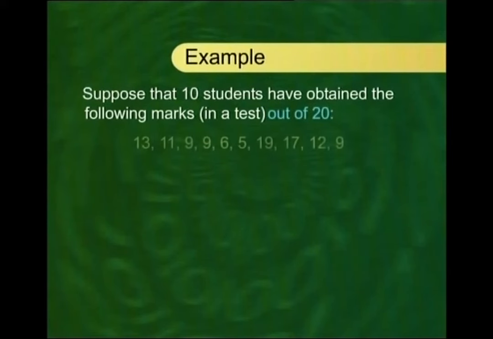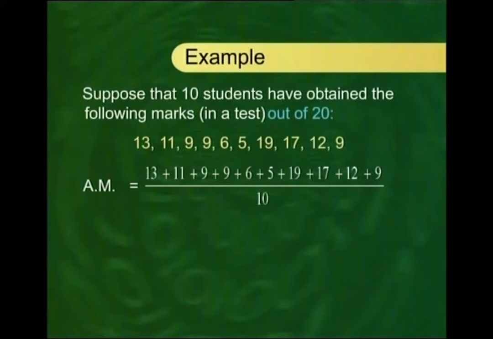Suppose that there are 10 students in a particular class and suppose that they obtain the following marks in a test out of 20. 13, 11, 9, 9, 6, 5, 19, 17, 12 and 9. If we find the arithmetic mean, the average marks come out to be 110 over 10 and that is 11. Ye jo maine abhi abhi arithmetic mean compute ki hai, I did it in a very simple way. I simply added those 10 marks and divided by 10.